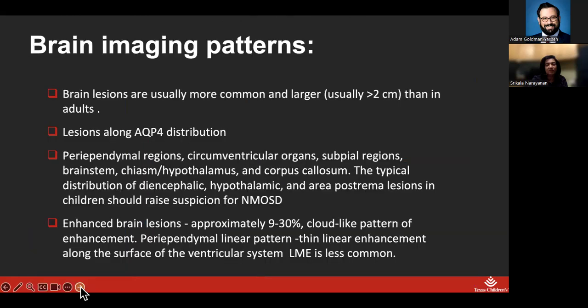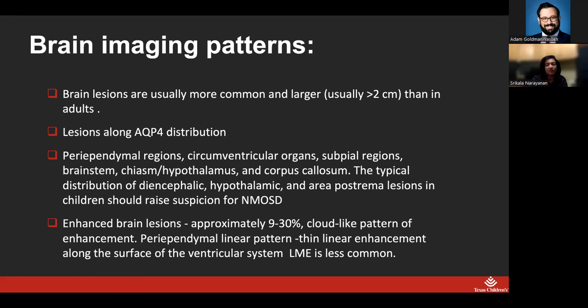So we can look at some patterns here. Brain lesions are usually more common in children compared to adults, and they're usually pretty large, more than 2 centimeters in size. These are often along the aquaporin-4 distribution, which I'll show you a picture of in the next slide, but they're typically periependymal. They're along the circumventricular organs and the subfield regions, brainstem, the optic chiasm. So you can remember why it's more posterior, because of the distribution of the aquaporin-4 antigen.